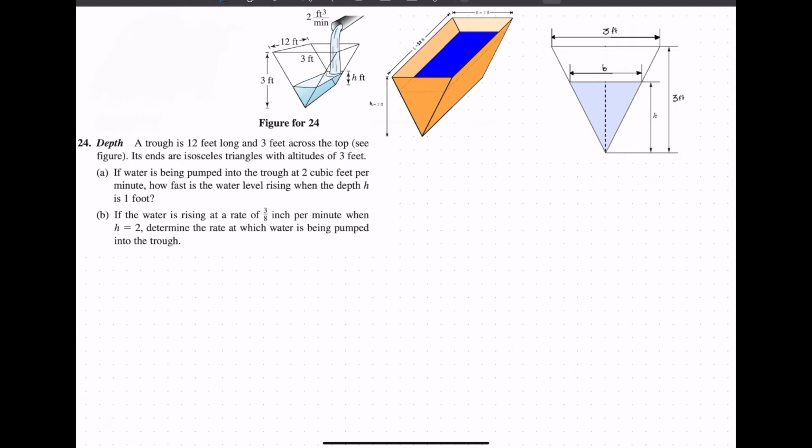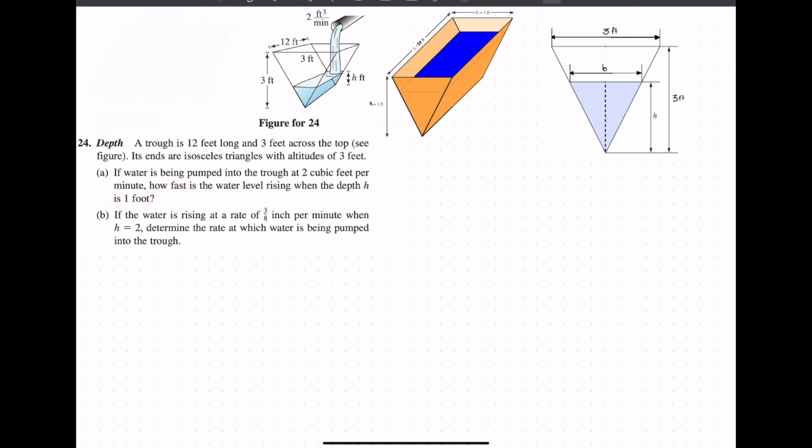So here's the problem we're looking at. Problem 24 from chapter 3.7. A trough is 12 feet long and 3 feet across the top. Its ends are isosceles triangles with altitude of 3 feet. Question number 1. If water is being pumped into the trough at 2 cubic feet per minute, how fast is the water level rising when the depth h is 1 foot?